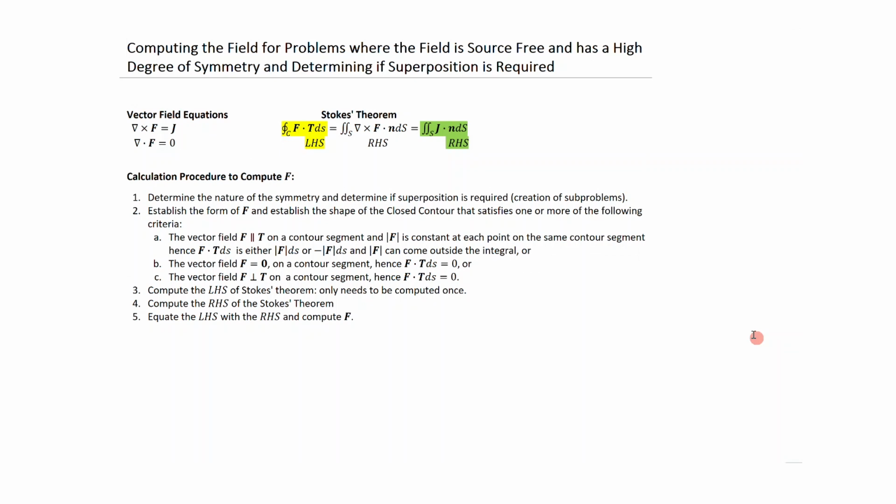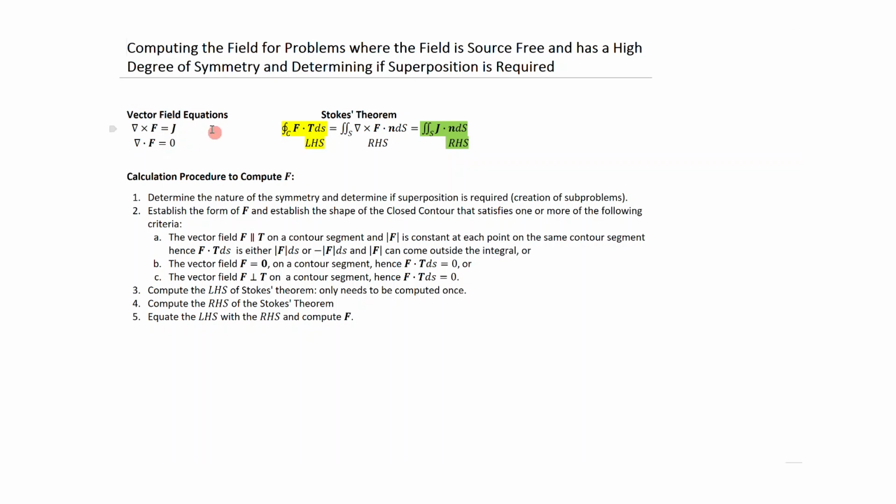All right, so then we looked at the case where the field is source free and we wanted to compute the field of the problem. And of course, we assumed a high degree of symmetry, and then also need to determine if superposition was required. So the vector field equations under these circumstances would be the ones shown here. The curl of F is equal to a current flux density if we're dealing with problems involving electromagnetics, and the divergence of the field would be equal to 0.